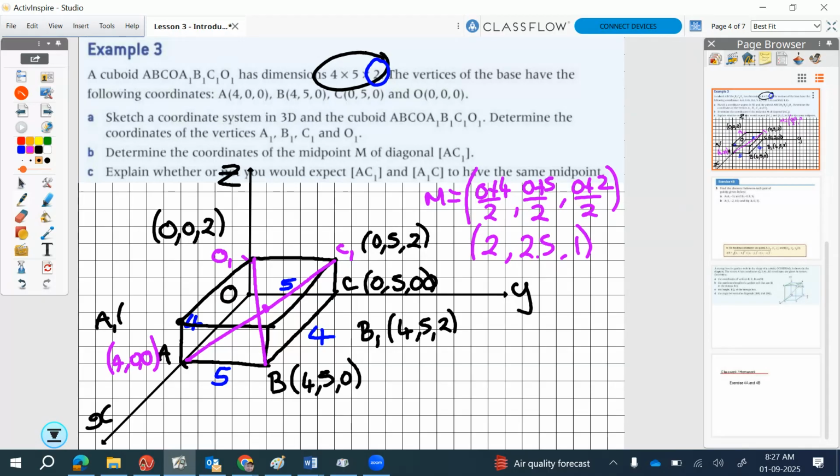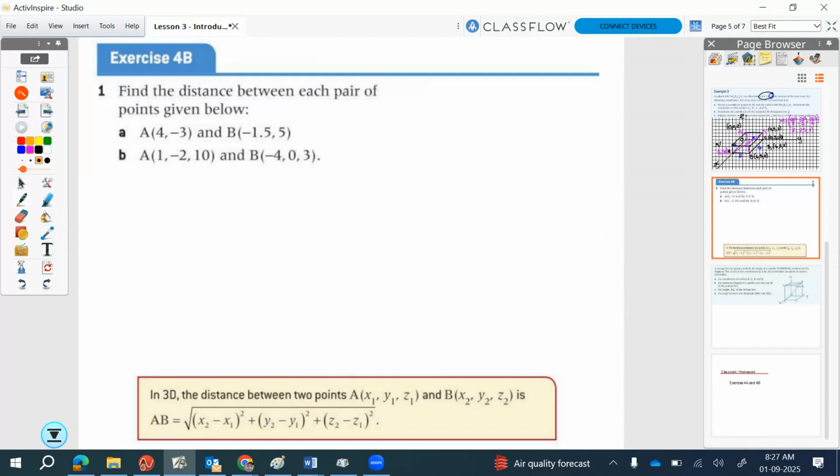Hope you guys at the back are following what I just explained. So we also need to, what are we doing? Explain whether they're the same midpoint? Yeah. Okay. So we can move on with these questions now.